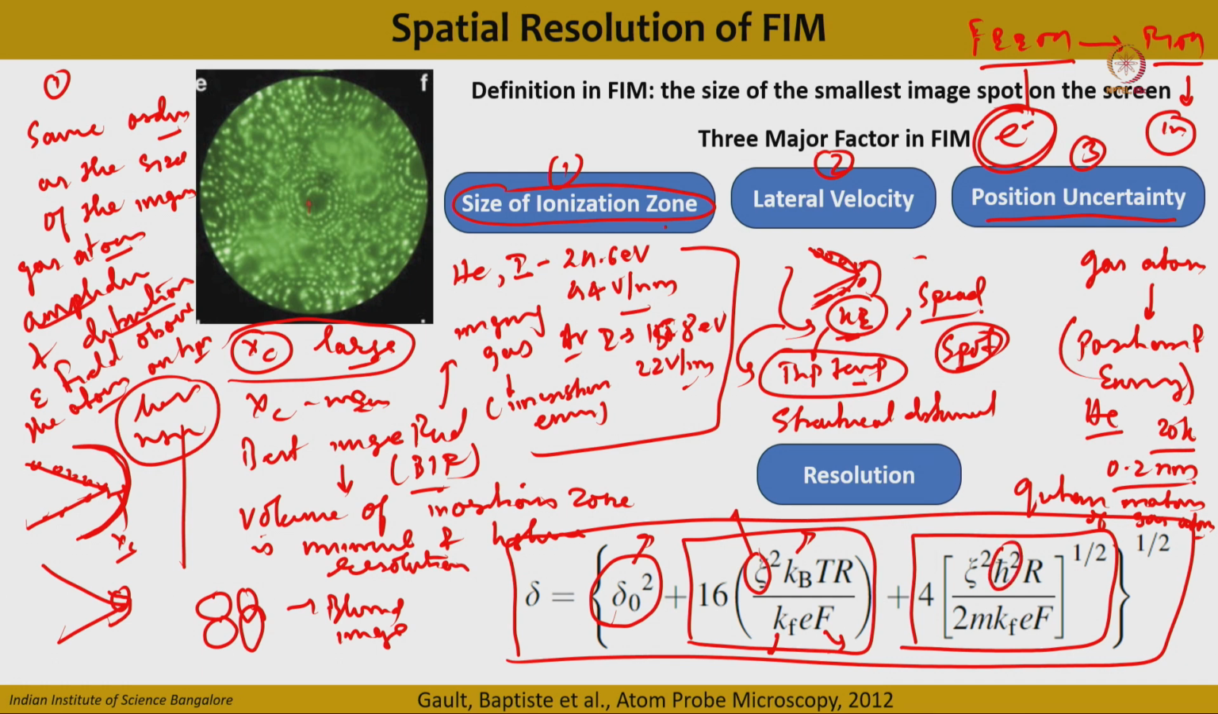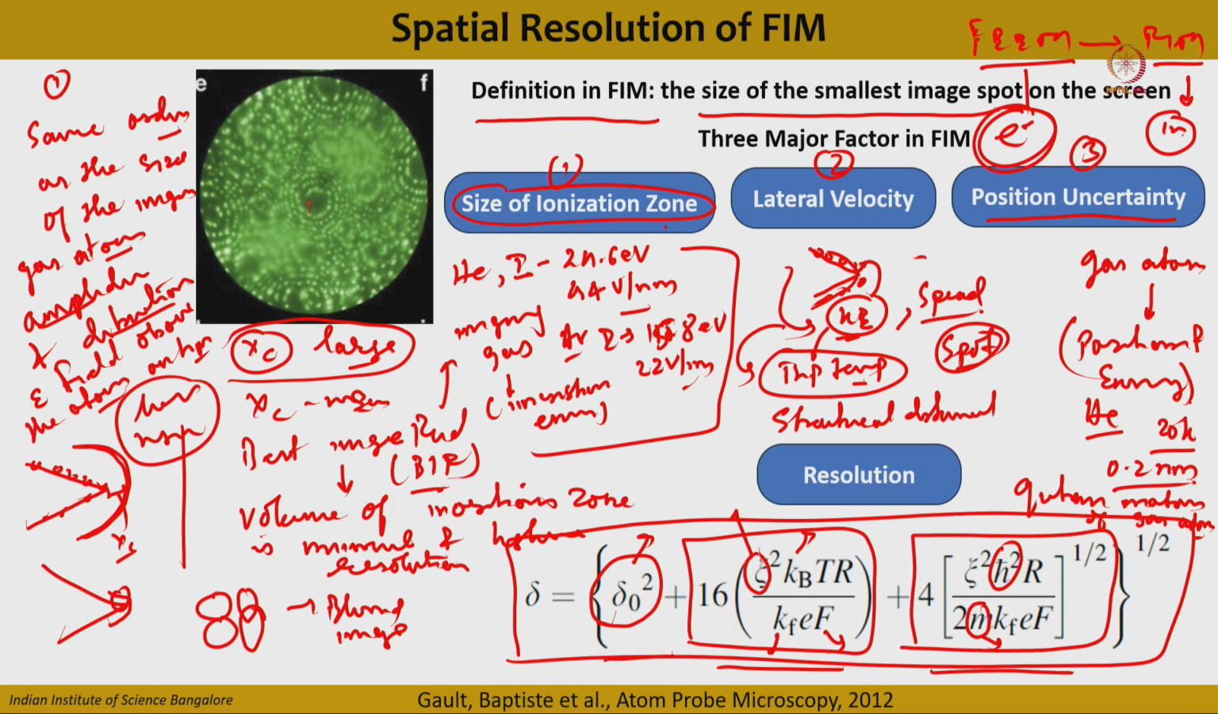Fine. h is Planck's constant, and m is the mass of the imaging gas atom. So the resultant spot is the square root of the sum of squares of the size of the ionization zone, the lateral velocity contribution, and also the position uncertainty contribution. I hope now you understand the definition of resolution in FIM, which is directly related to the size of the smallest image spot on the screen.